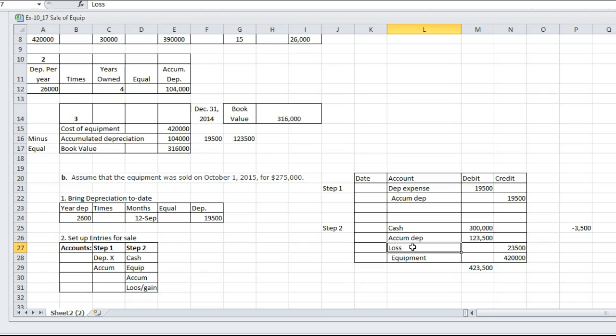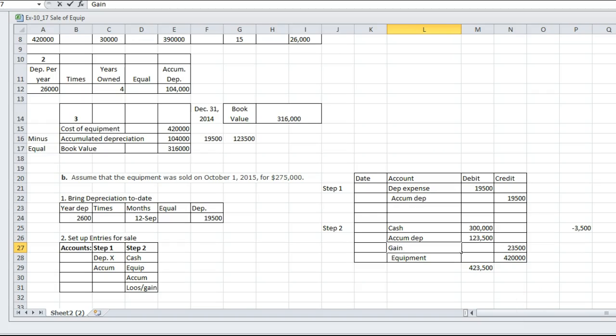I can't show a loss on that, so it's now a gain. Because if I take the book value, which is 420 minus 123, it is less than the $300,000 you're getting in cash, so you've made a gain on it.